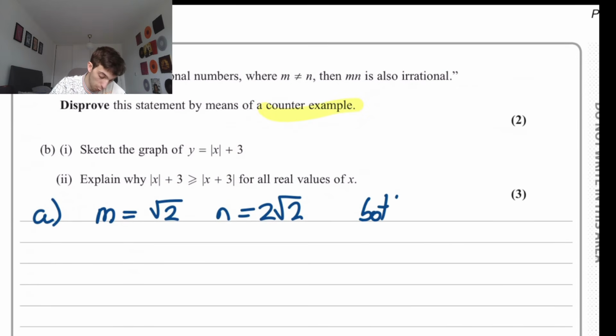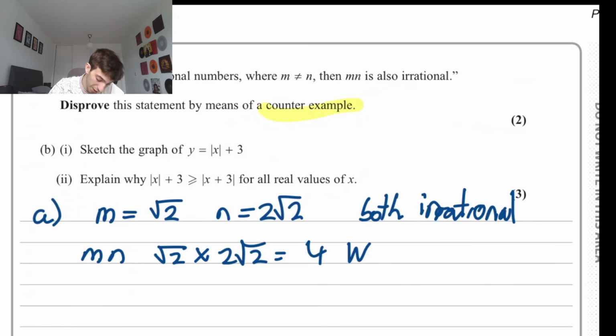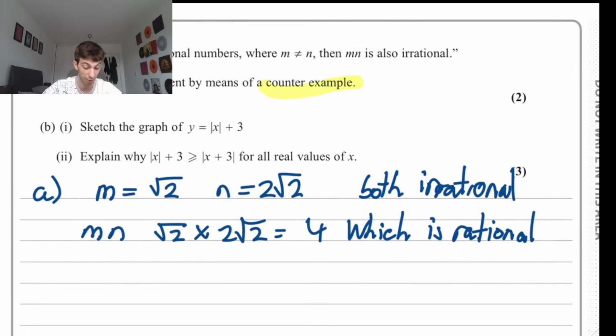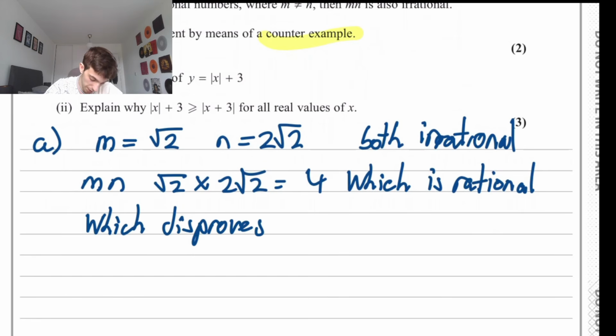We can quickly say these are both irrational, so we have two irrational numbers. And then if we do m multiplied by n, so we have root 2 multiplied by 2 root 2, this will be equal to 4, which is rational. 4 is a rational number. Therefore, we have two irrational numbers which were not equal, we multiplied them together and it gave us a rational number, which disproves the statement.